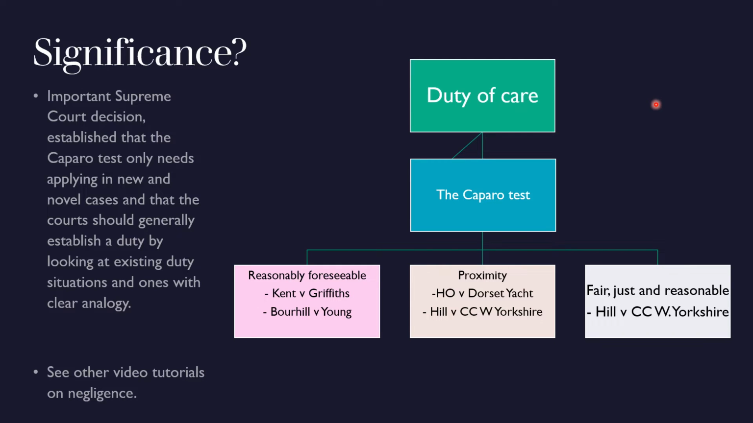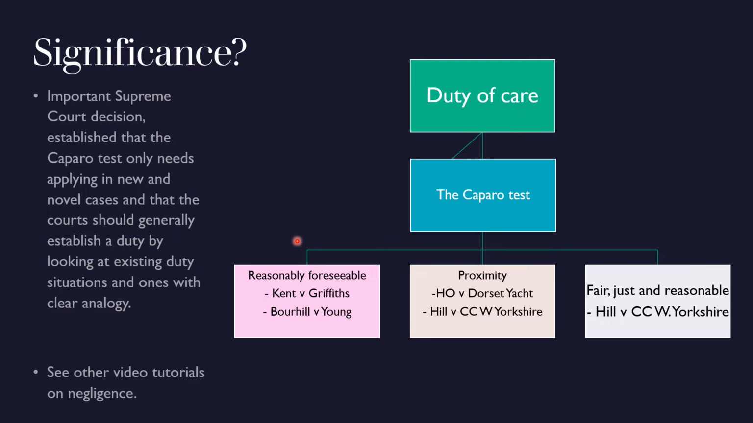So when we're looking at establishing a duty of care, hopefully you know the old case of Caparo and Dickman, which established what we know as the Caparo test for establishing a duty of care. So the first stage in negligence, we have to be sure that the defendant owed the claimant a duty of care. And to do that, we've always or traditionally used the Caparo test, which has 3 stages to it.